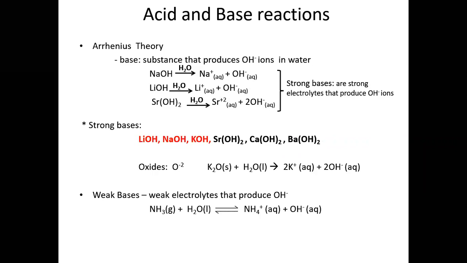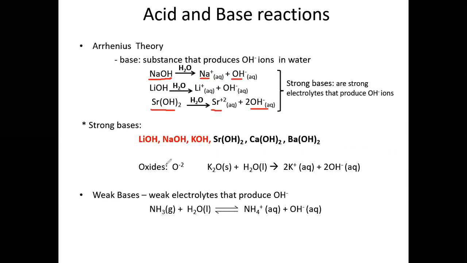So for example, you take sodium hydroxide and you dissolve it in water, you get sodium ions and hydroxide. So according to Arrhenius theory, it's a base. If you take strontium hydroxide, put it in water, you get strontium ions and hydroxide ions. And therefore, according to Arrhenius theory, it's a base. And again, strong bases are strong electrolytes.